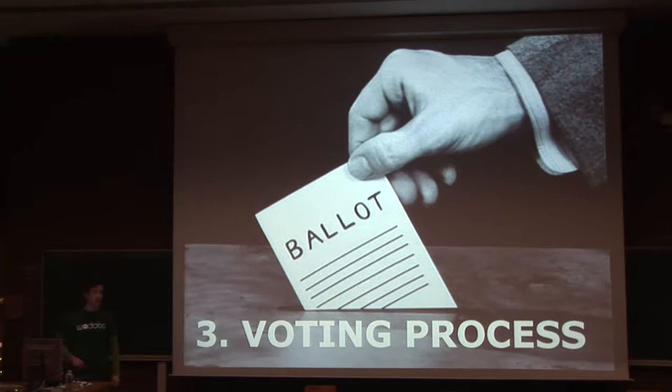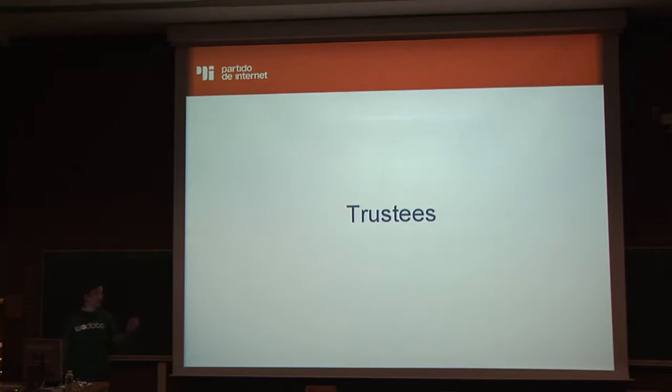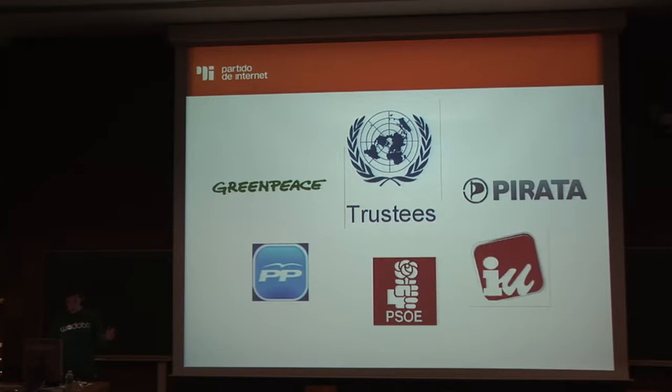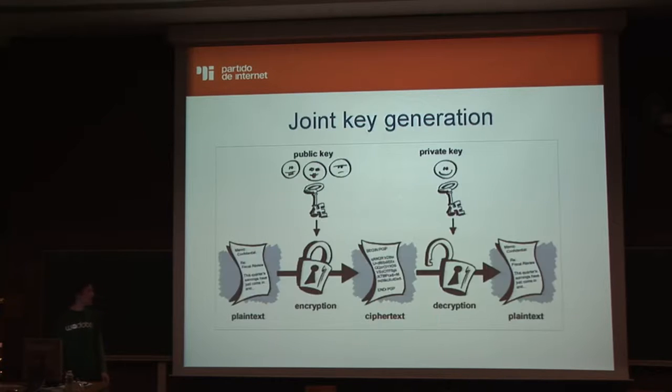So, how does the voting system that we are creating work? Well, this is the voting process. First, we have the trustees, which are the people or entities we trust with the secrecy of our vote. These entities could be the United Nations, Greenpeace, or political parties. They should be all kinds of organizations and people, because the system guarantees that only if all of them collaborate and are corrupt will your vote not be secret. So it needs to be difficult for this collaboration to happen.